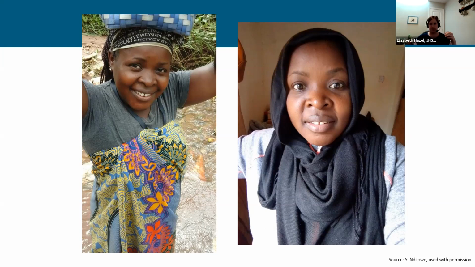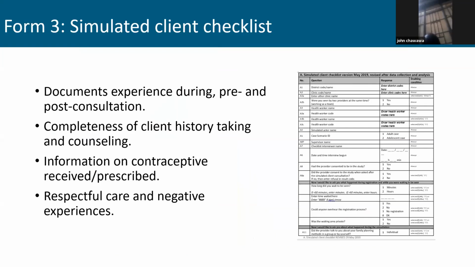So the simulated clients were dropped off nearby to the facility where they could walk unobserved from the car to the facility itself. And there they presented with the other family planning clients. After the consultation, they walked back to the vehicle and were interviewed immediately using the checklist by their supervisor. That checklist, our Form 3, documented experiences during pre and post consultation, including the completeness of the client history taken in counseling, information on contraceptives received and prescribed, and also respectful care and negative experiences.